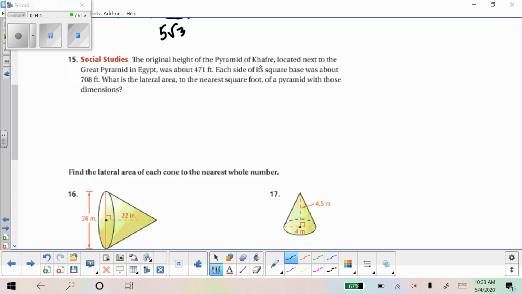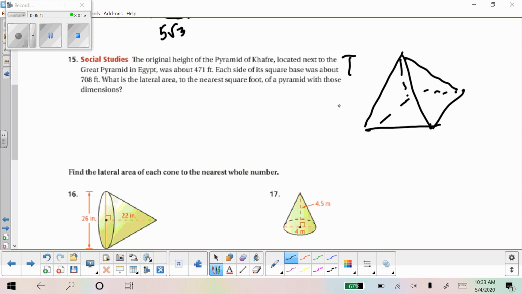So the original height of the pyramid of Khafre, located next to the Great Pyramid in Egypt, is about 471 feet. Each side of its square base is about 708. So I'm just going to draw a quick sketch of this. Pyramid, and the height of the pyramid is 471, and the square bases are 708, and we want the lateral area.